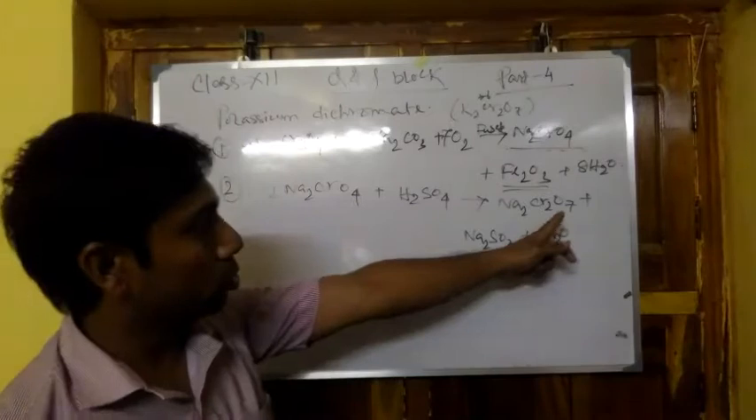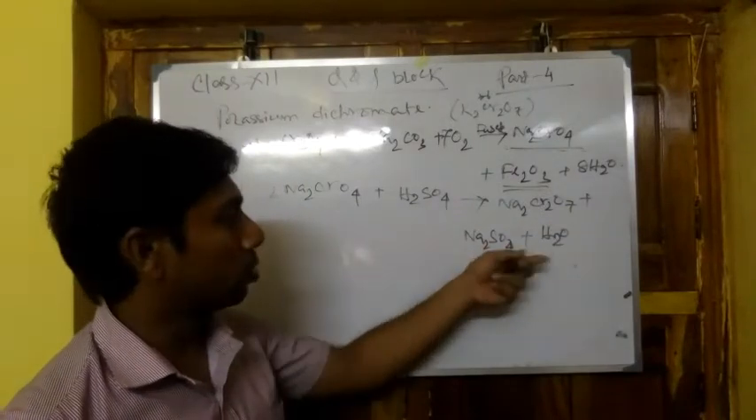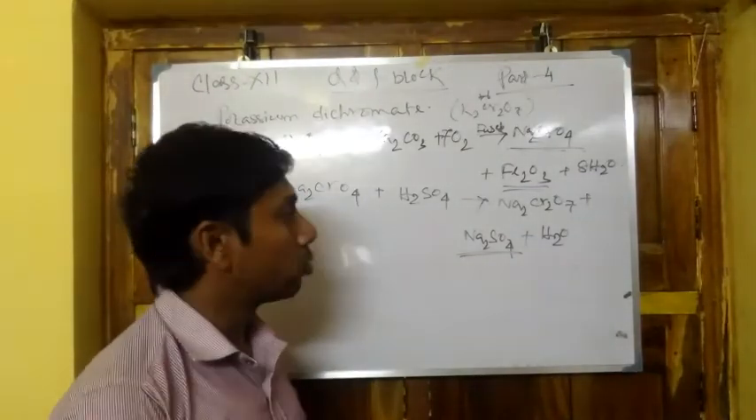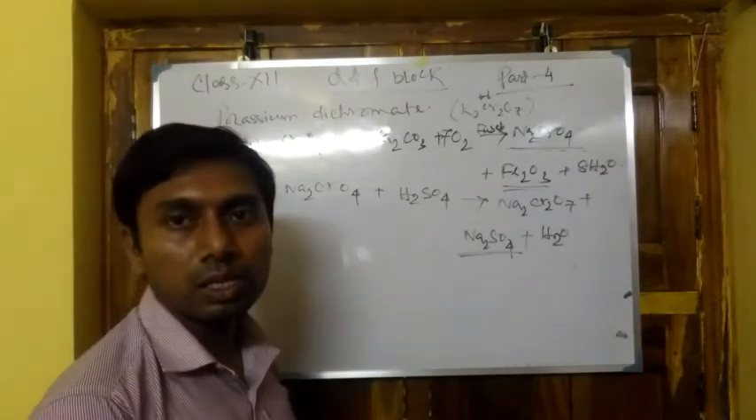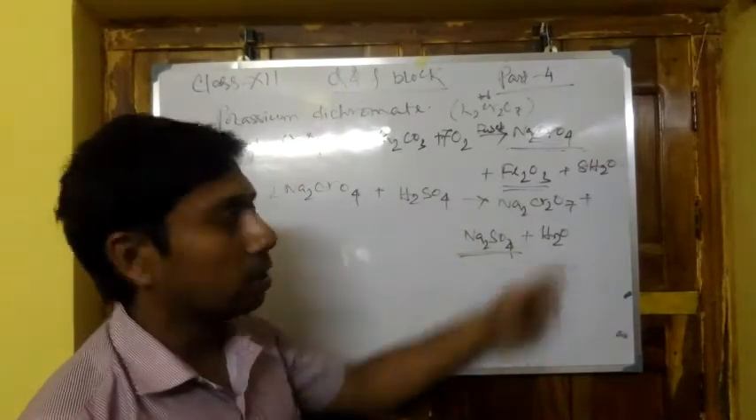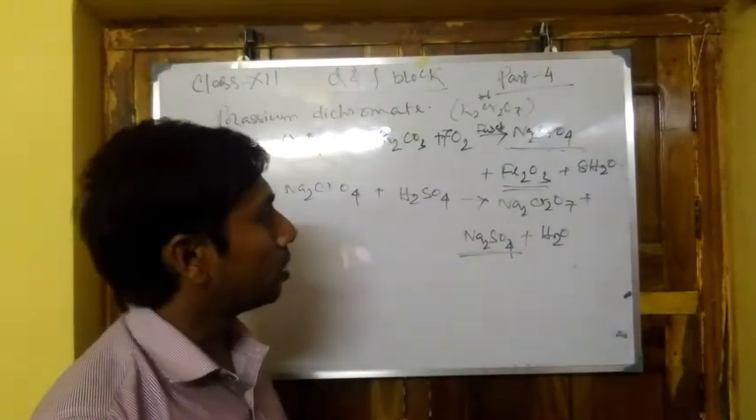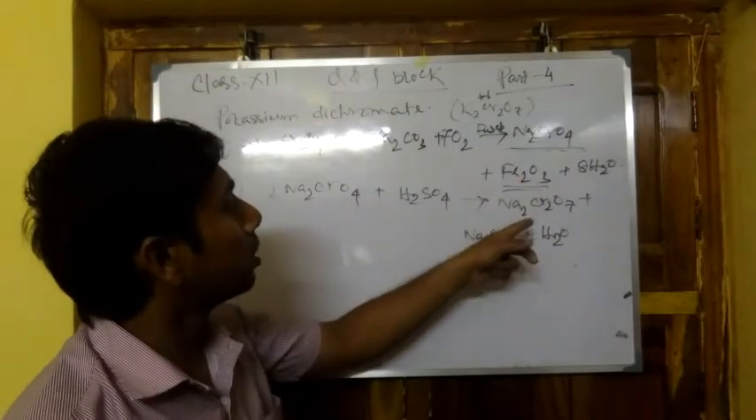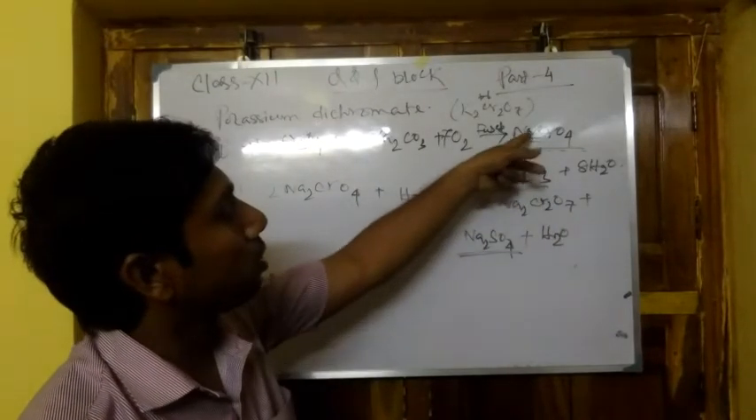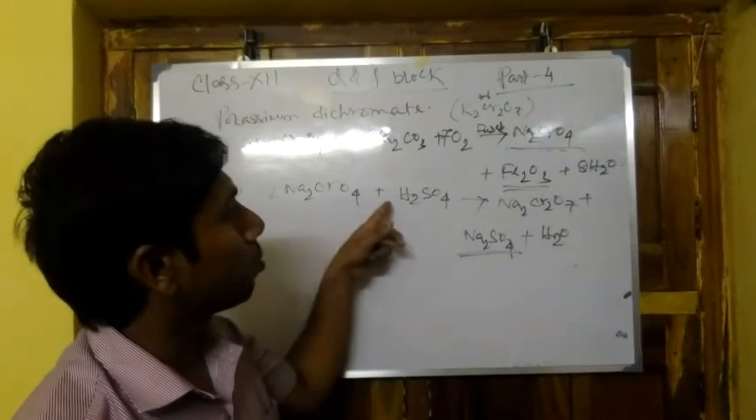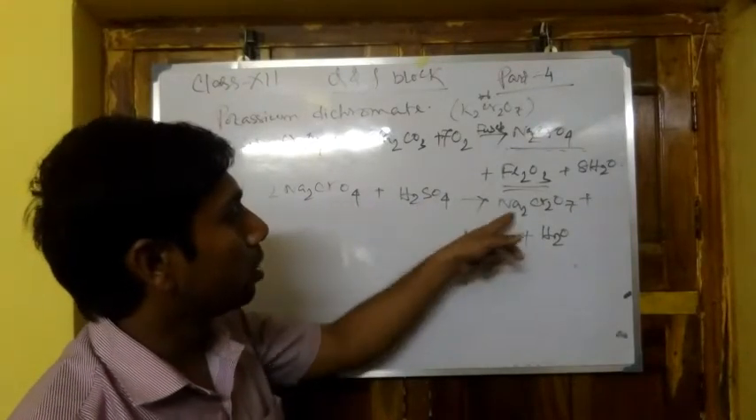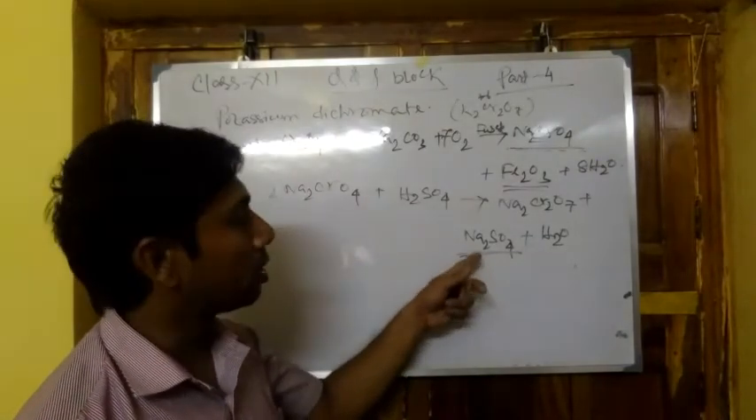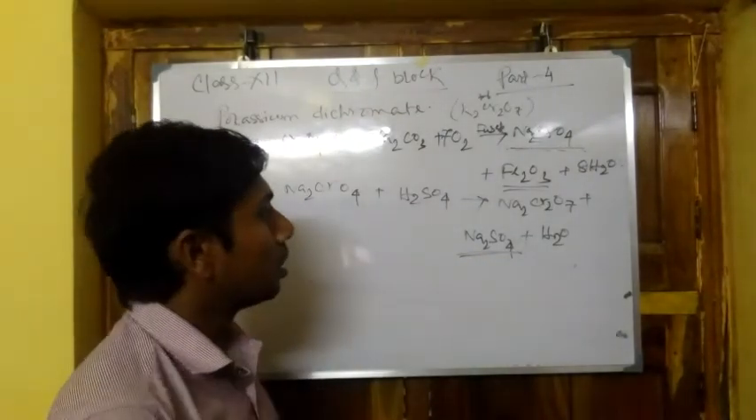So it will produce sodium dichromate and sodium sulfate. What happens to the sodium sulfate? When it cools down, the sodium sulfate will crystallize out, and we will get the sodium dichromate. Iron oxide is insoluble in water, so it is removed by extraction with water. Only sodium chromate remains, and sodium chromate reacts with H2SO4 to form sodium dichromate, sodium sulfate and water. Sodium sulfate crystallizes out when we cool the mixture.